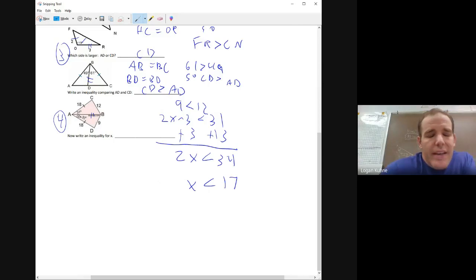Now, here's the one weird part to this. I know it's got to be less than 17, correct? Does that mean x could be negative 1 billion? Yeah, no, that doesn't work. Okay. Could x be 1? Try it. Try putting in 1 for x.